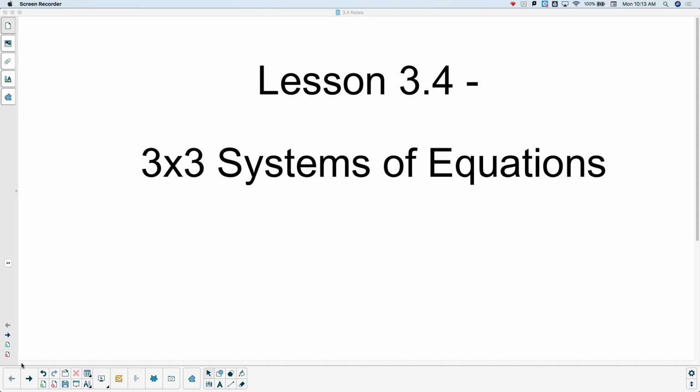So here we go. 3x3 systems of equations today. Okay, so that's 3 equations, 3 variables. And remember, for every variable that we have, we have to have an equation. So if we have 1 variable, we can have 1 equation. If we have 2 variables, we have to have 2 equations. We did that last week with graphing and substitution and elimination. Today, we're going to start 3 equations, 3 unknowns.